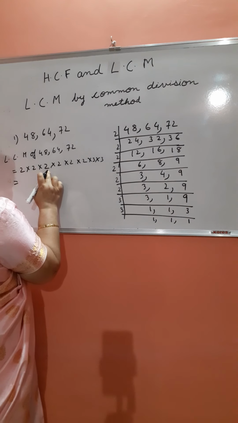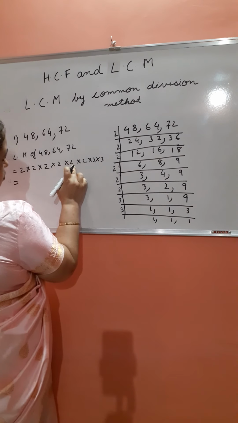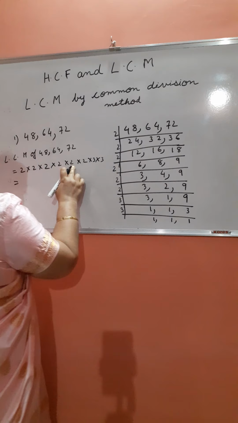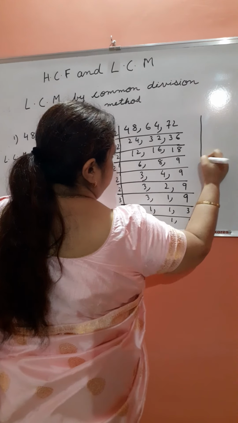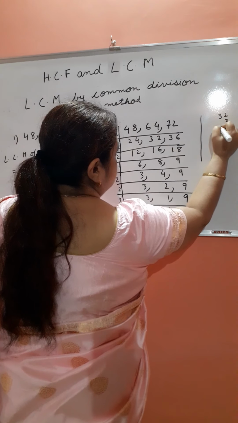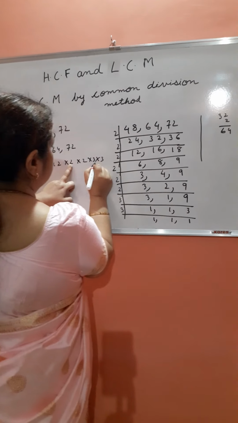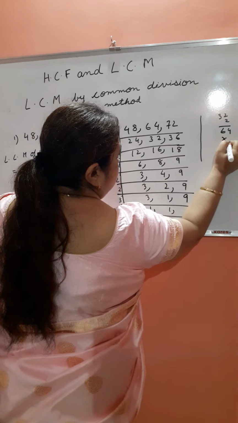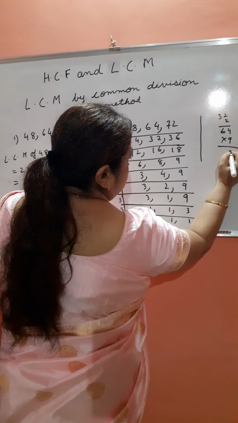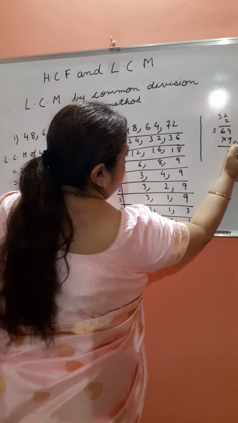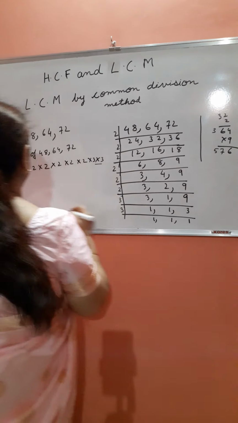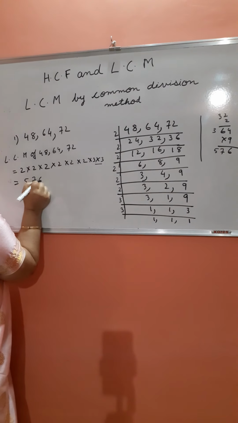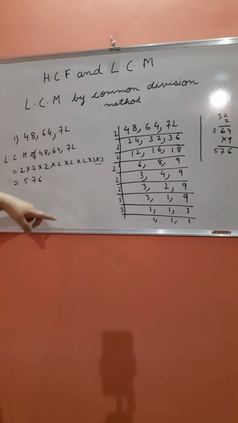Then how much? 2 2s are 4, 2 4s are 8, 2 8s are 16, 2 16s are 32, 32 2s are 64, and this is 9. Rough work you can do: 64 into 9, 36, 3 carry, 6 9s are 54, plus 3 is 57, so 576. Okay, this is the common division method.